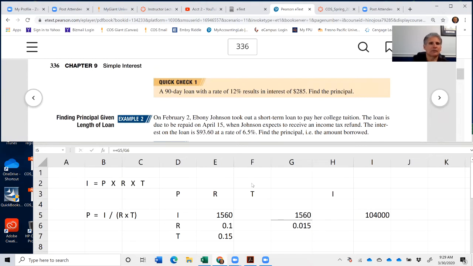Moving on to the next problem. On February 2nd, Ebony Johnson took a short-term loan to pay her college tuition. The loan is due to be repaid on April 15th, when Johnson expects to receive an income tax refund. The interest on the loan is $93.60 at a rate of 6.5%. Find the principal, i.e., the amount borrowed. Go ahead and try to solve, and we'll work on it together.